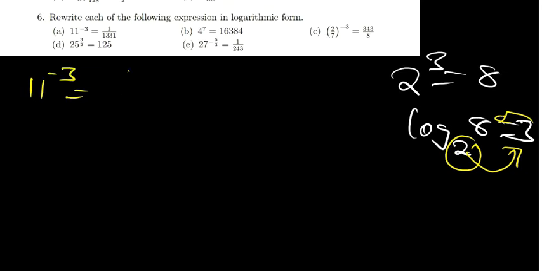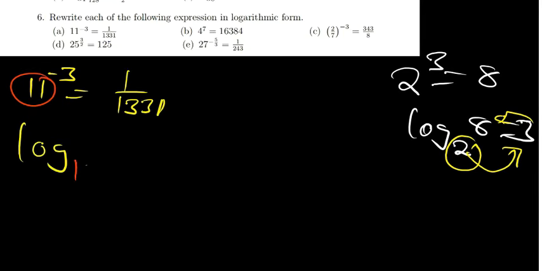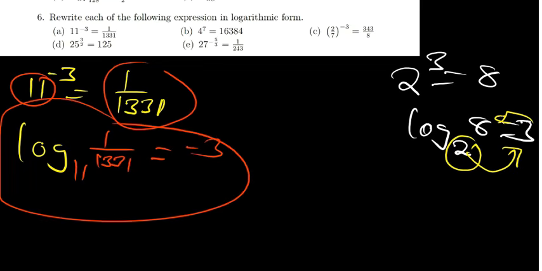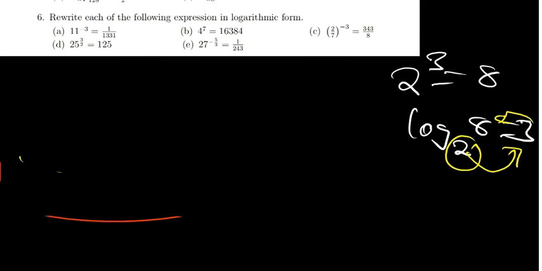Now I have got the first one here, part A, which is 11 raised to the power negative 3 is equal to 1 over 1331. Meaning I'm going to say log, what I have here, this is my base, then this is what is inside. So it's going to be log base 11 of 1 over 1331 is equal to negative 3. Now I've come out from exponential to log.